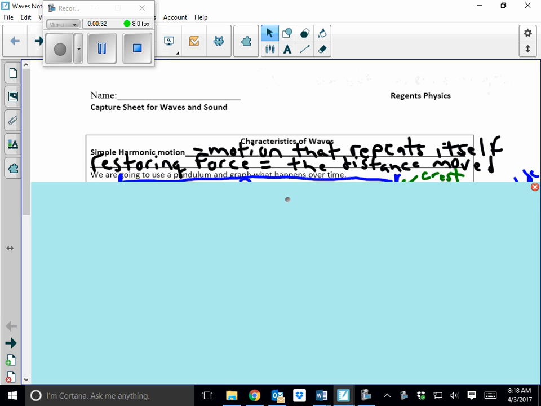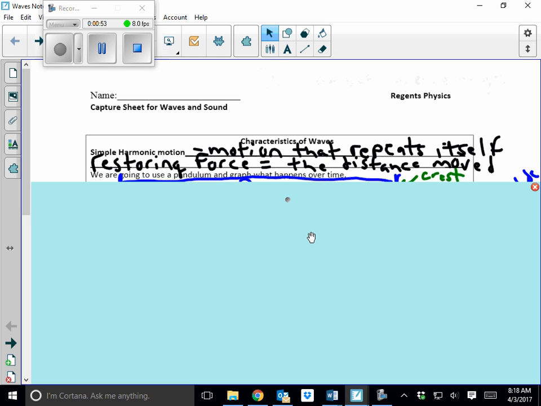And as a result, this is called simple harmonic motion. Simple harmonic motion is a motion that repeats itself constantly. In particular, if it's perfect, it continues in the same time period of getting back and forth. And you've seen this with grandfather clocks and other items that use a pendulum.